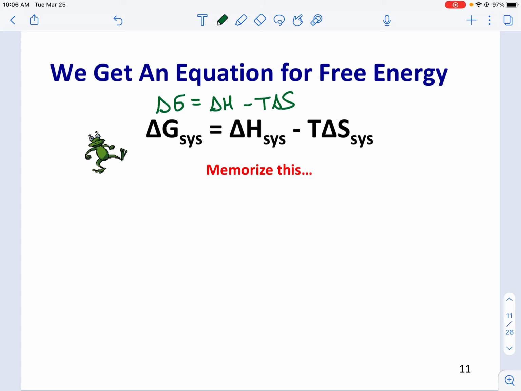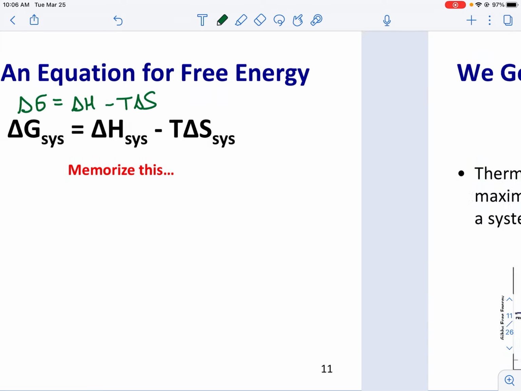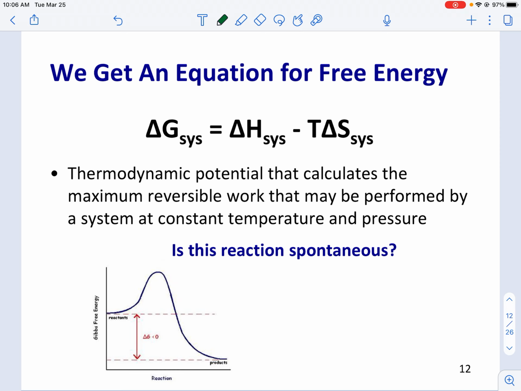It is a thermodynamic potential that calculates the maximum reversible work that may be performed by a system at constant temperature and pressure. What does that mean? It means it's the energy that's free to do work. If you have a process, if you're an engineer, you have a process, you need to do something with that energy to do some work. The delta G tells you how much energy you have to do work. That's all. So, the energy that's free to do work.